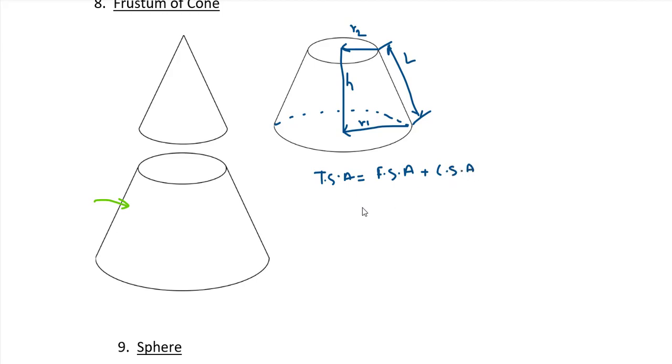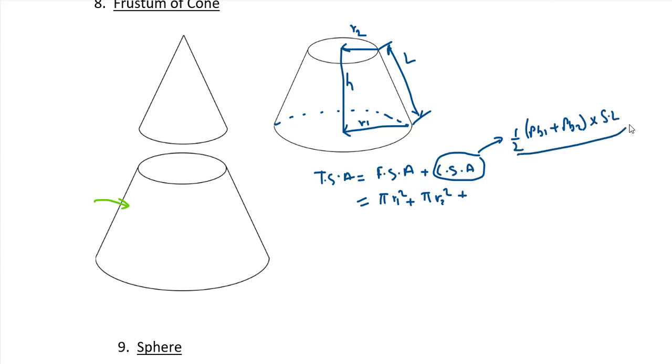area. So the flat surface area will now be 2, one at the bottom and the other at the top. So both are circular in nature. It will be pi into r1 square plus pi into r2 square. And then we have the formula for curved surface area. Curved surface area is given by half into perimeter of base 1 plus perimeter of base 2 into slant length. This is the same formula that we have used for frustum of pyramid.